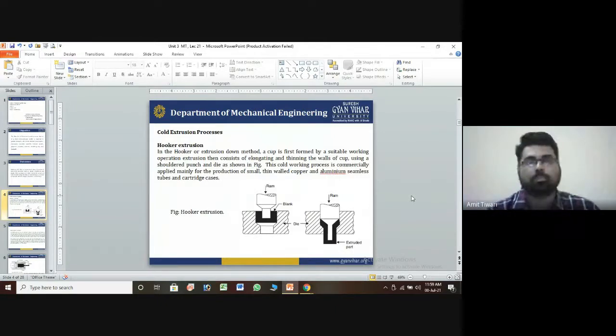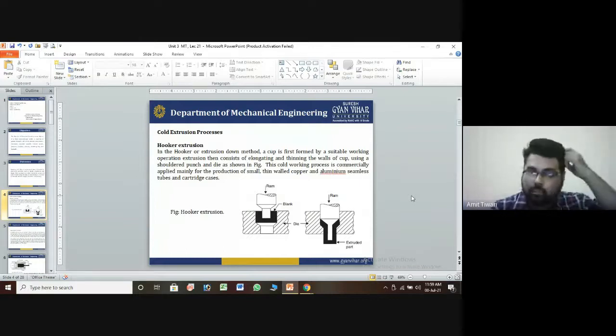This is applied in cold extrusion, because there is a coolant and a low temperature of water is used for that. High temperature is not required to apply this to the material. Thin wall or aluminum seamless tube we can carry out with the help of this.